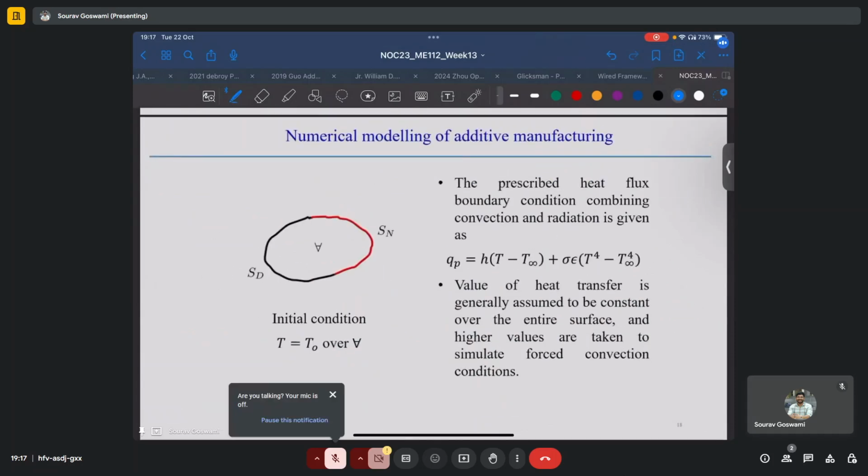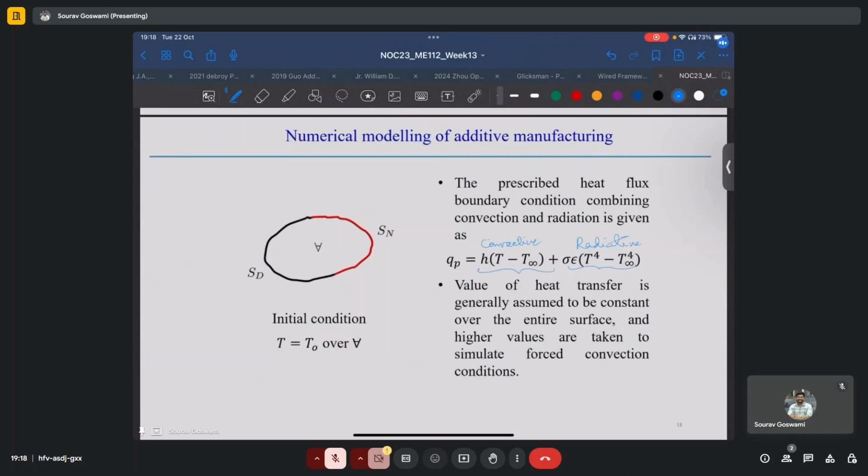The prescribed heat flux boundary condition combines convection and radiation into one single term. Typically this first term that we see here is the convective heat transfer, and the second term is accounting for the radiative heat transfer. The value of heat transfer is generally assumed to be constant over the entire surface, and higher values are taken to simulate forced convection conditions.